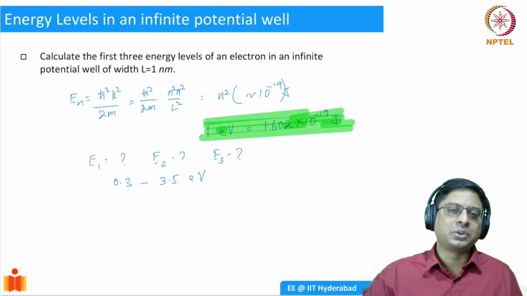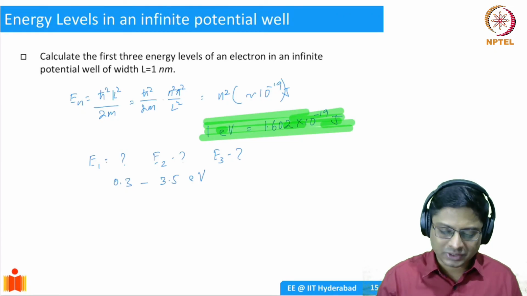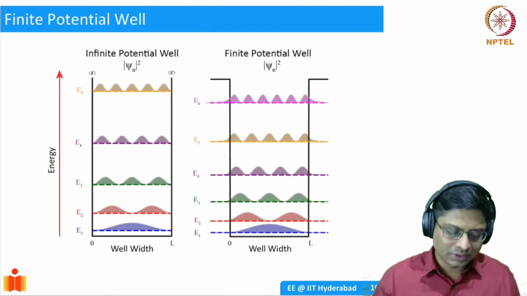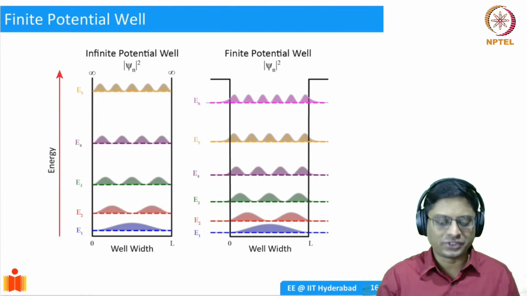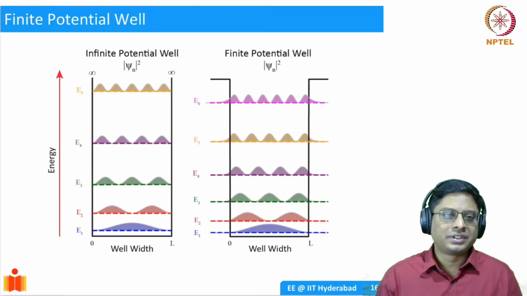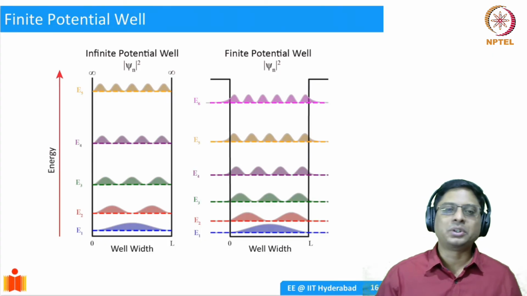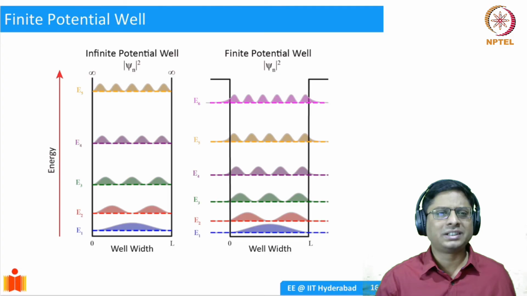If you reduce L to 0.5, the energies will increase. You can do all this. So this is basically about how an electron behaves if it's confined to a potential well. But in real life, you will almost never have an infinite potential well. Always the potentials are going to be finite. So we can also talk of a finite potential well, which is very close to an infinite potential well.